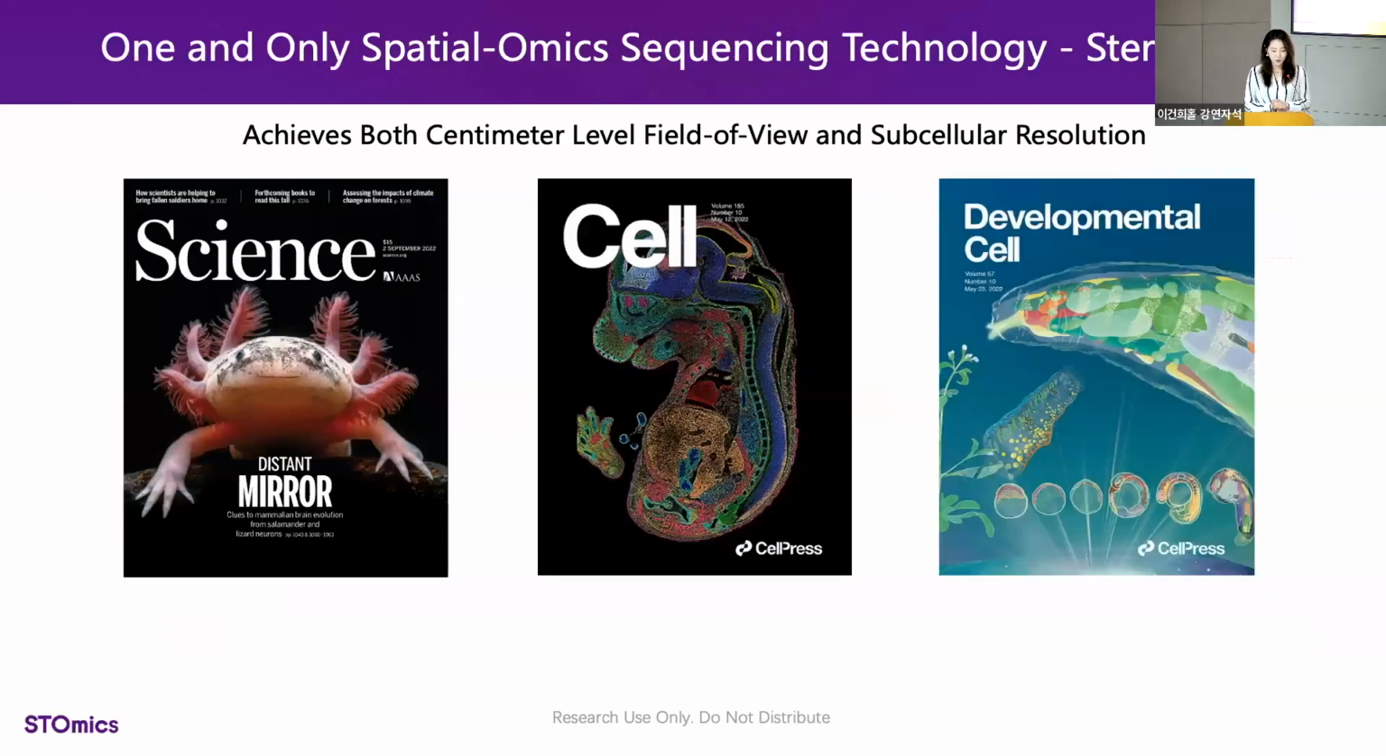Stereo-seq is the one and only spatial omics sequencing technology in the market that can achieve both a centimeter level field of view and a nanoscale resolution. This is independently developed by Stomics. We are based on DNB-seq technology, providing a panoramic field of view for your research.